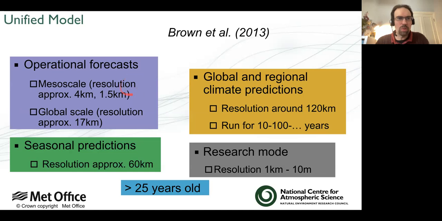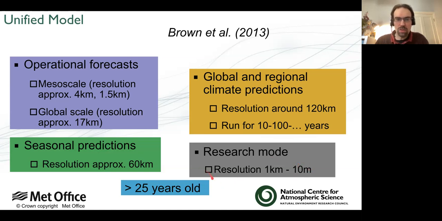And it operates over a range of scales. Operational forecasts might be a few kilometers. If you've got a global scale forecast, say for the seasonal forecast, that would be tens of kilometers. These are probably slightly smaller numbers now. These are from a couple of years ago. You'd have the seasonal forecast, 60 kilometers. And then we have climate runs, 100 plus kilometers for tens, hundreds, thousands of years. And then you might have research mode where you're running very, very high resolution, potentially down to tens of meters.